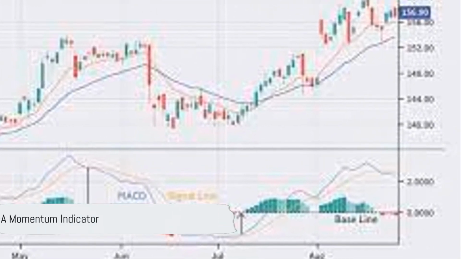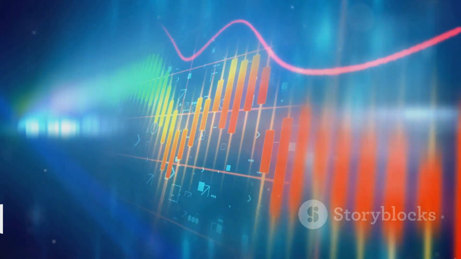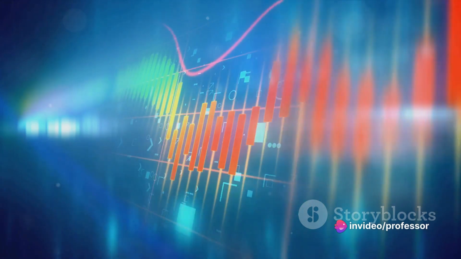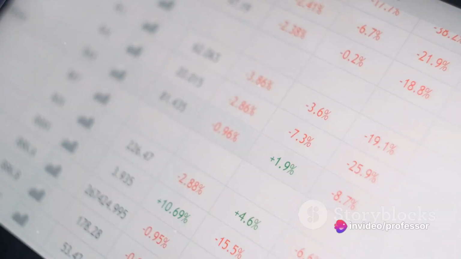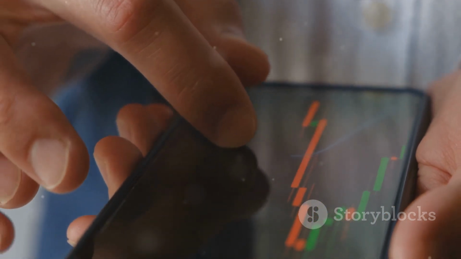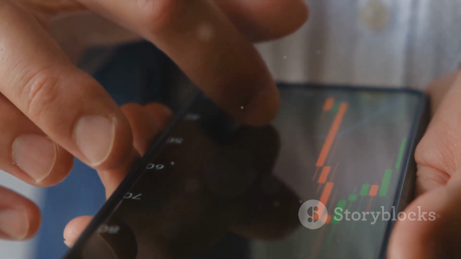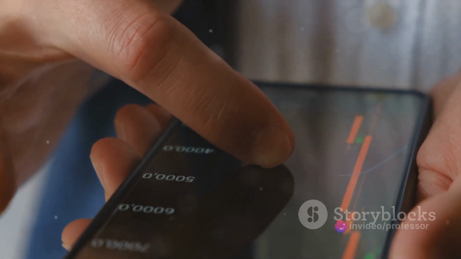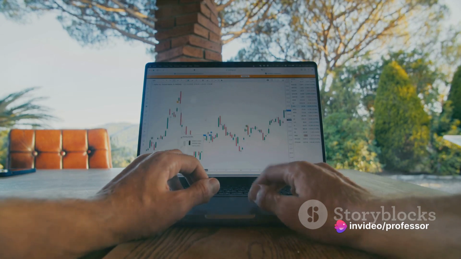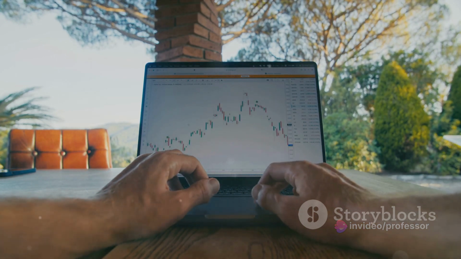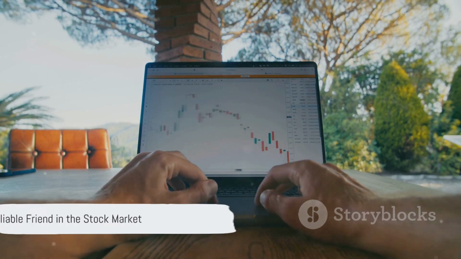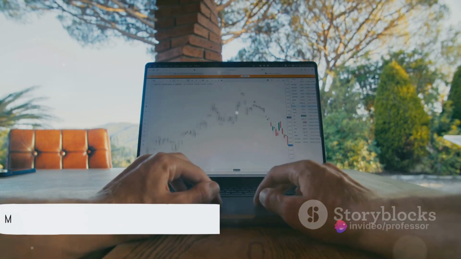But remember, the MACD is not a crystal ball. It won't predict the future, but it gives you a sense of the market's momentum. It's a tool that can help you make informed decisions. And here's the beauty of it. MACD can be used in conjunction with other indicators. For example, you can use it alongside the Relative Strength Index or Bollinger Bands to get a more holistic view of the market. In essence, the MACD is like your reliable friend in the stock market, always there to give you a nudge when the trends might be about to reverse. And that's MACD for you, a reliable friend for spotting trend reversals.